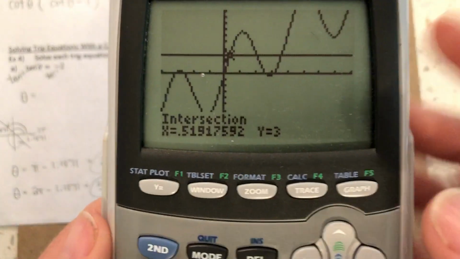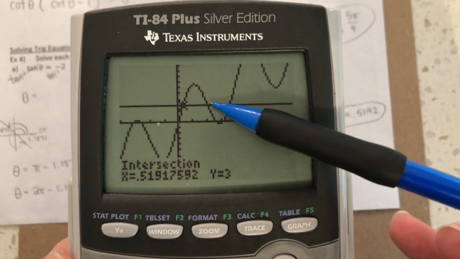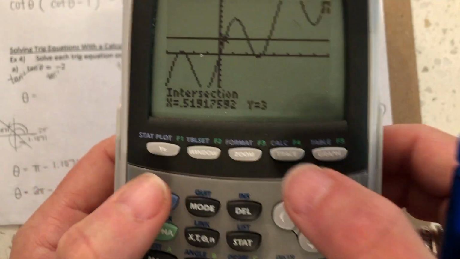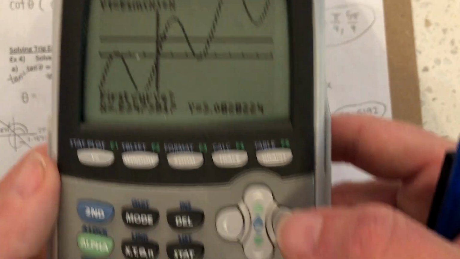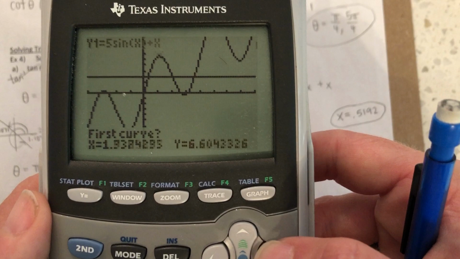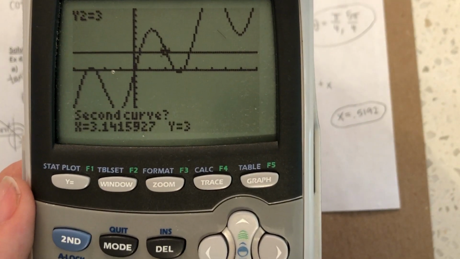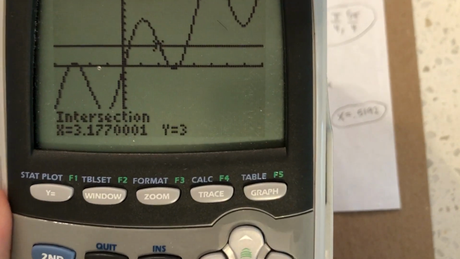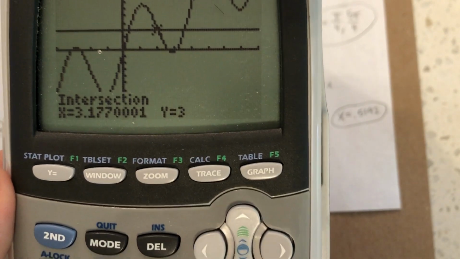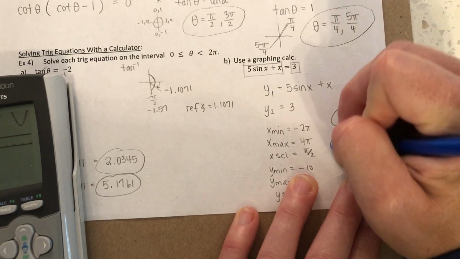Now let's get the second intersection, at what x value. They'll go to that second trace button again. Let's ask it to intersect, number 5. And now move your right arrow. Let's get closer to that second intersection point. All right, that's good. Hit enter. It jumps to the line. It's pretty close to the intersection point, so just hit enter. Guess yes. And it intersects when x is approximately 3.17770. All right, so that's an answer.